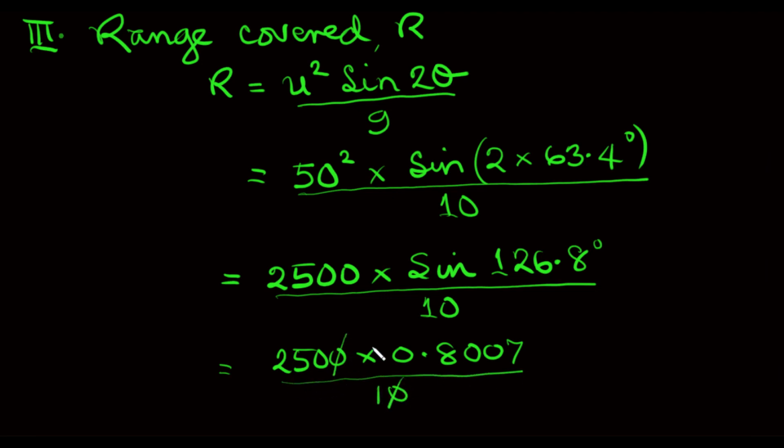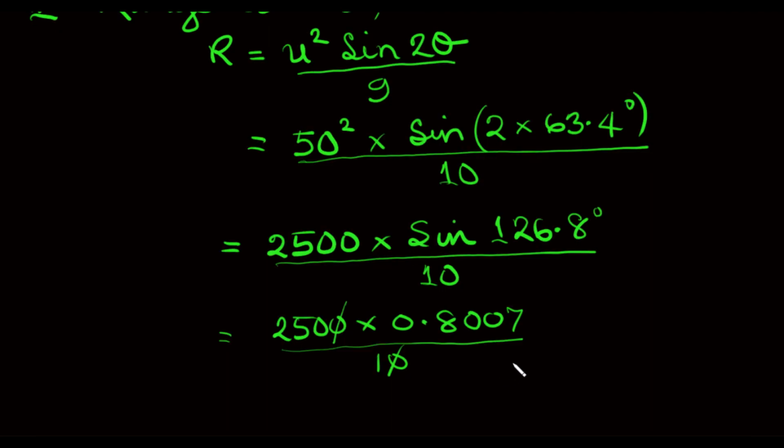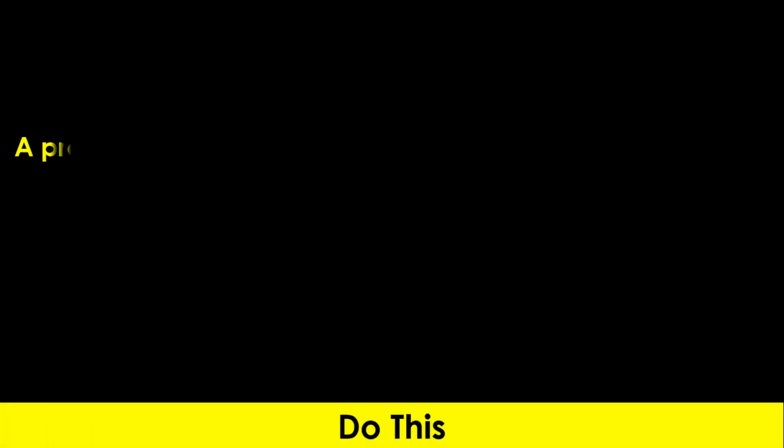This will cancel out this. You are left with 250 times 0.8007, which gives us approximately 200.18 meters as the range that will be covered by the stone. It's now your turn.